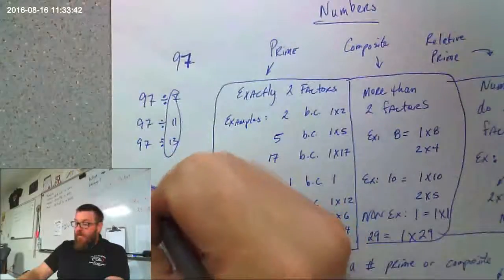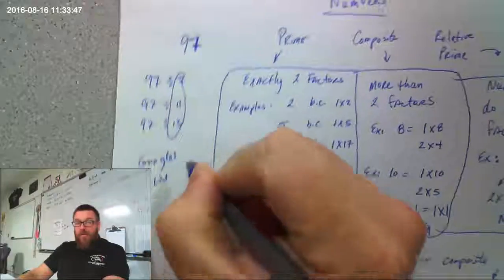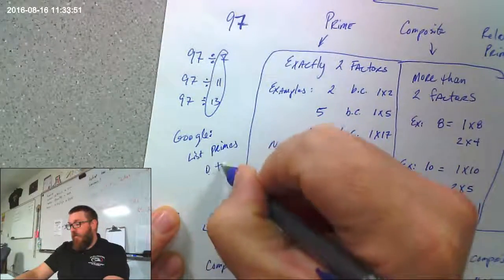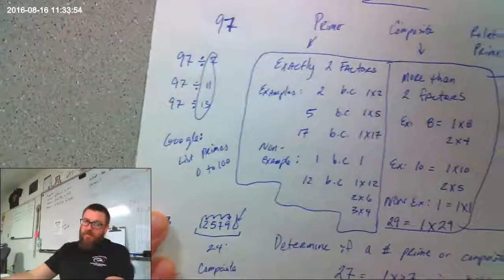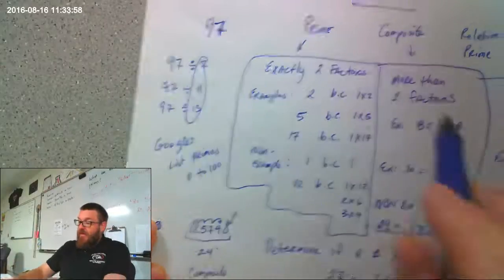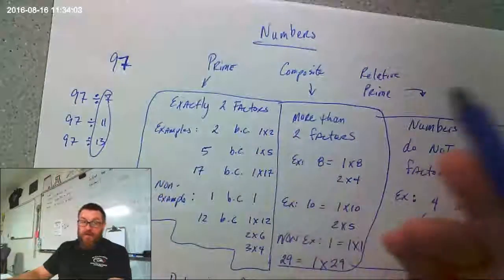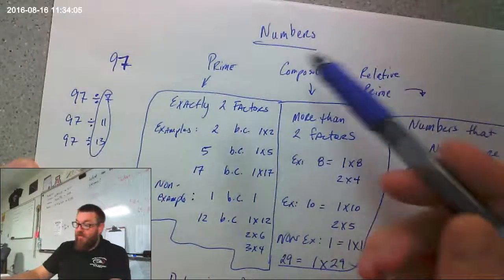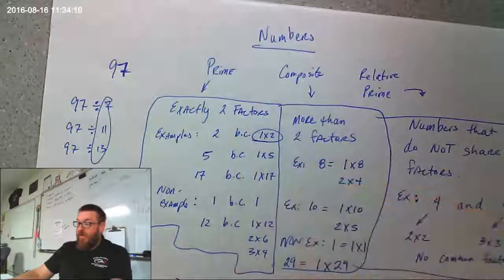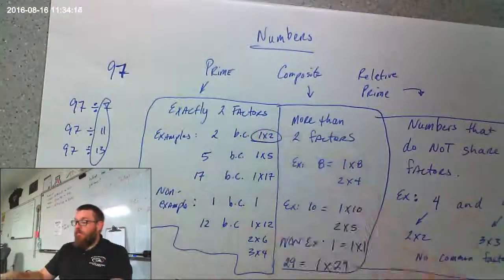One thing that might be a good idea is Google's your friend. I would Google lists of primes from 0 to 100 and just be kind of familiar with it. It makes your life a little bit easier. So, the way you determine if something's prime or composite is you have to do the prime factorization. Prime factorization is you break it down into all the prime numbers. If it has more than 2 factors, it's composite. If it has exactly 2 factors, it's prime.